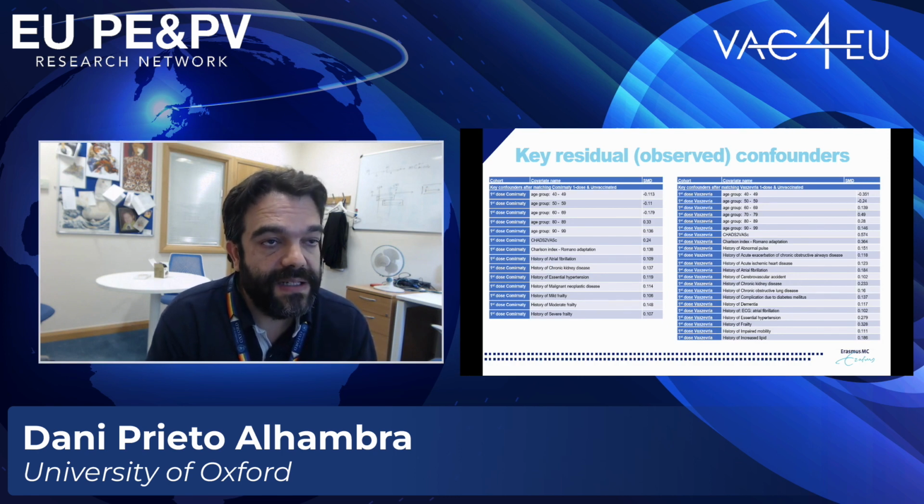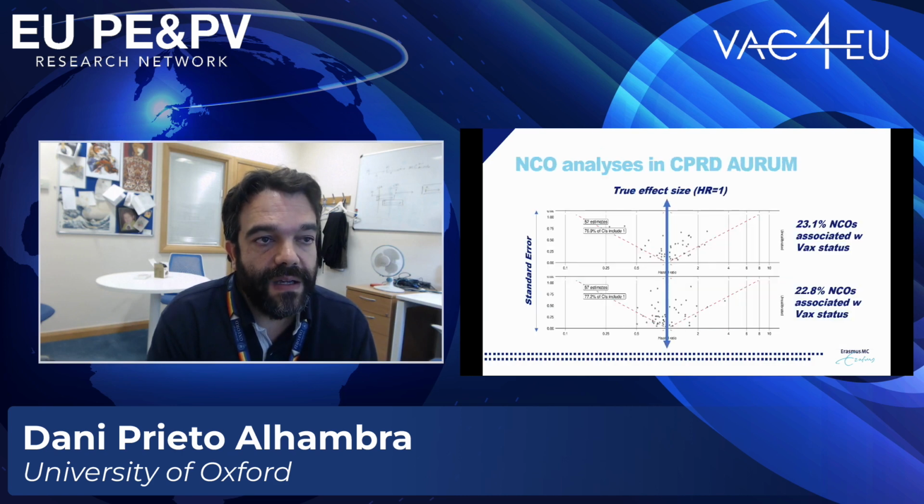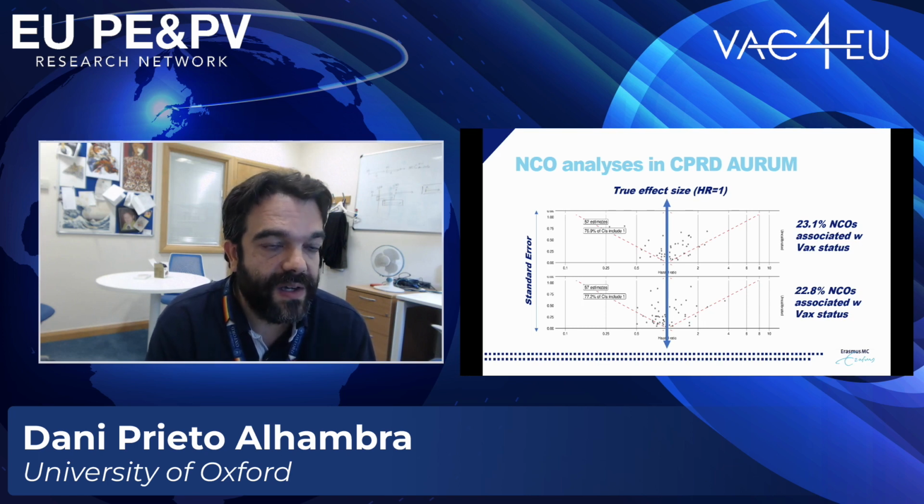Now, if we then look, next slide please, at the negative control outcomes, in this plot that I will show you a few times, what you have here is the true hazard ratio expected to be 1, that's denoted by the line in the middle. And then you have on the y-axis the standard error, and the red dashed lines show basically the line for significant association. So anything within the funnel, within the inner part of the dashed lines, would not be associated with the exposure. Anything out of those lines would be associated with the exposure.